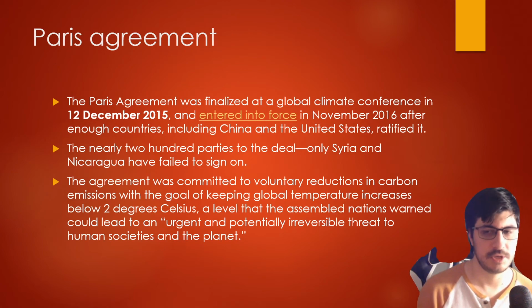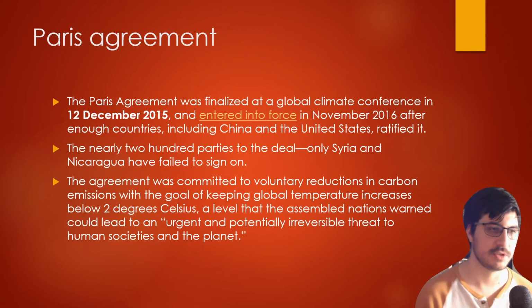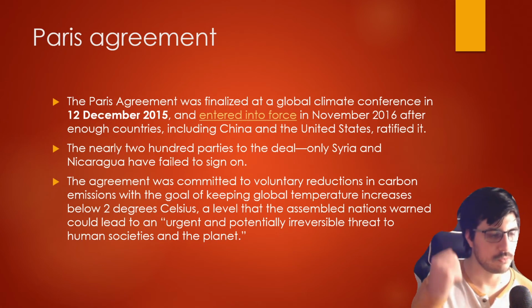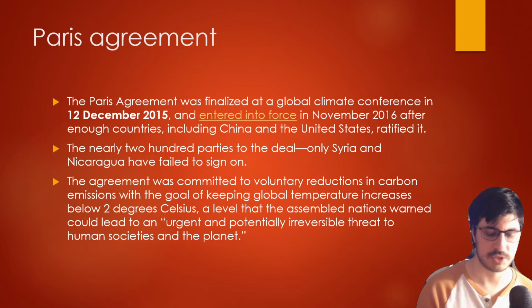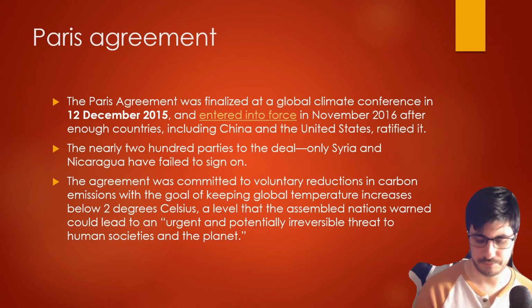The agreement committed countries to voluntary reductions in carbon emissions with the goal of keeping global temperature increases below 2 degrees Celsius, a level that the assembled nations warned could lead to an urgent and potentially irreversible threat to human societies and the planet. This increased temperature would have disastrous effects on our polar ice caps, as well as rising sea levels, and it would change the landscape entirely by changing biomes entirely. We'll be speaking about that in a future week, so I won't go too much into it right now.